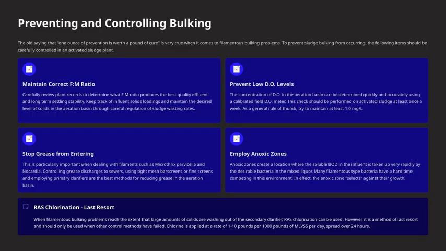Let's talk about preventing and controlling bulking, which is essential for maintaining a healthy activated sludge process. As the old saying goes, 1 ounce of prevention is worth a pound of cure, and that really holds true here. First, maintaining the correct F/M ratio is crucial. We need to carefully review our plant records to determine which F/M ratio produces the best quality effluent and stable settling over the long term.